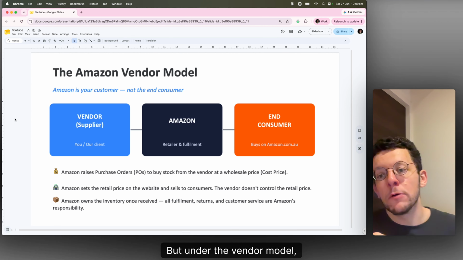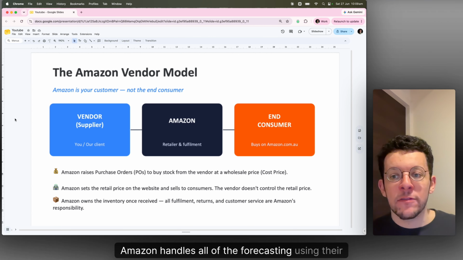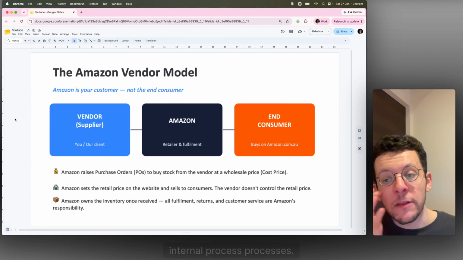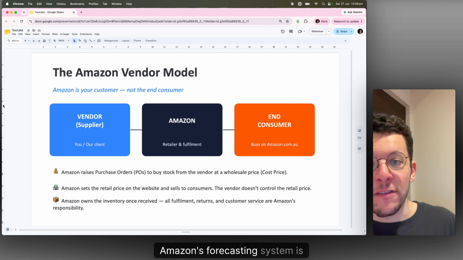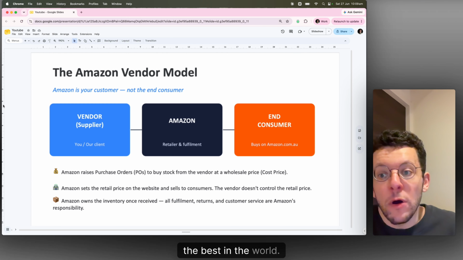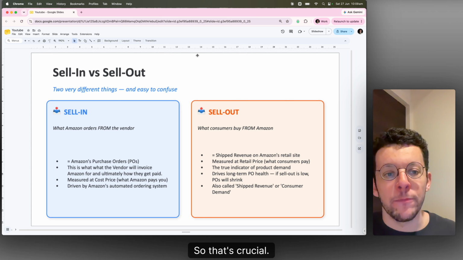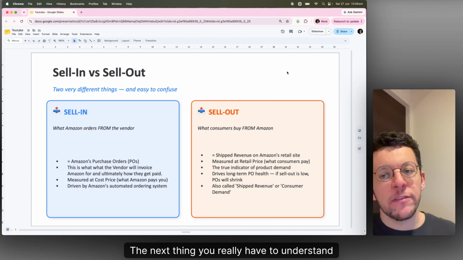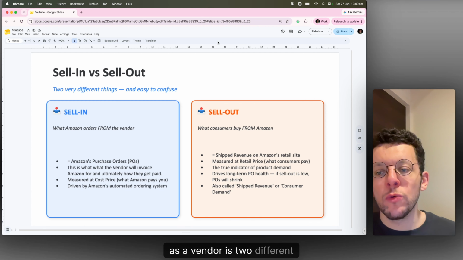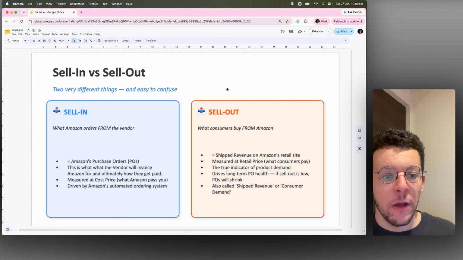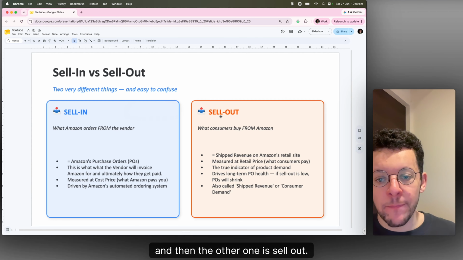But under the vendor model, Amazon handles all of the forecasting using their internal processes. And look, Amazon's forecasting system is the best in the world. That's why Amazon is Amazon. So that's crucial. The next thing you really have to understand as a vendor is two different metrics. What I call sell-in, and then the other one is sell-out.